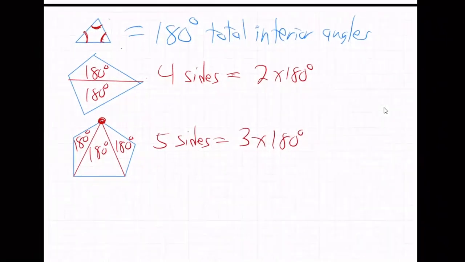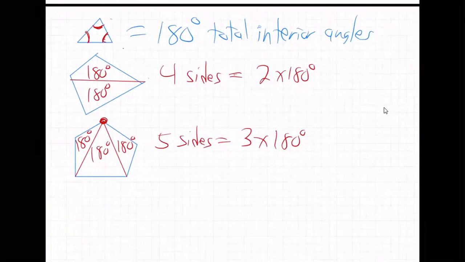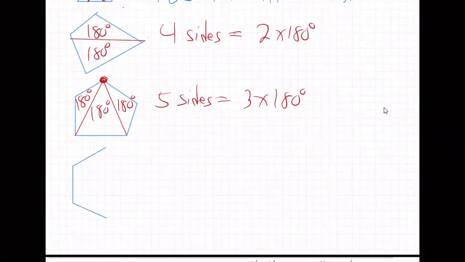Let's do one more. If you have 6 sides, 1, 2, 3, 4, 5, 6. That's kind of terrible, so let me try again. There's bad, and there's acceptably bad. Okay, 1, 2, 3, 4, 5, 6. That's better. There we go. So what if we have 6 sides?